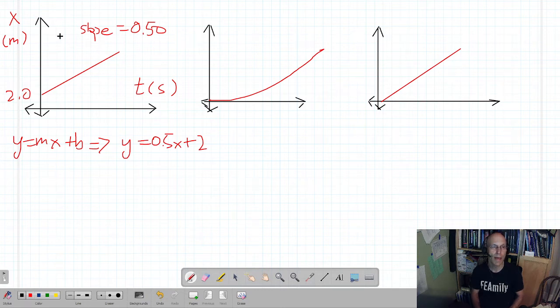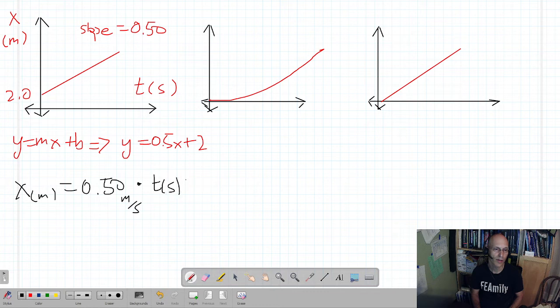So let's make this equation y equals mx plus b form, but with the specific variables that are graphed. So that's x in meters. That's what's on the vertical axis, so that goes where y is. And the slope is 1/2. And I know that that is in meters a second, so I'll go ahead and write meters a second, times the time in seconds, plus 2 meters. Okay, so now this equation communicates exactly what is graphed along with the units of what was measured.